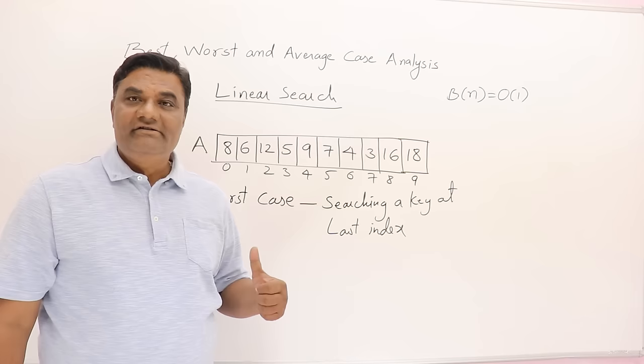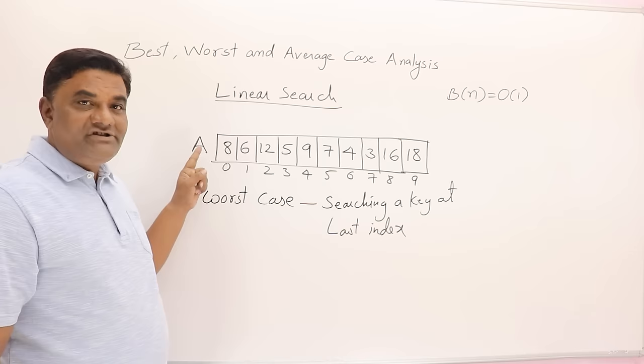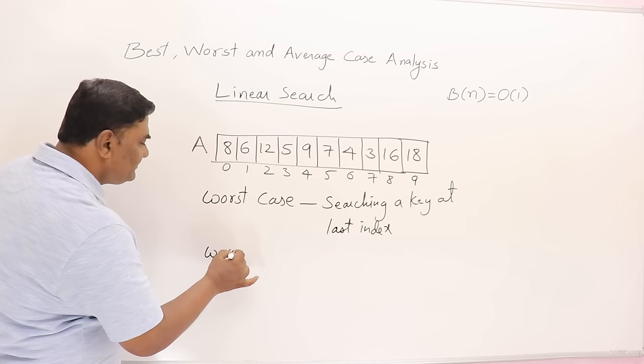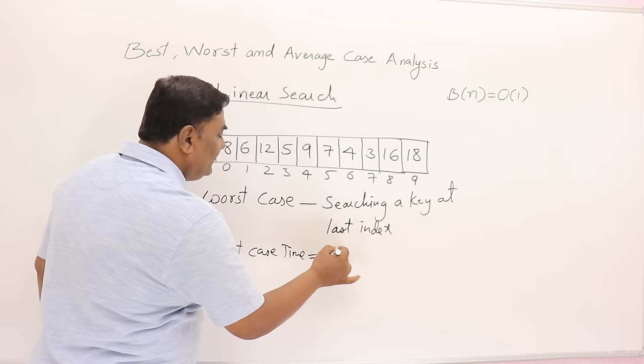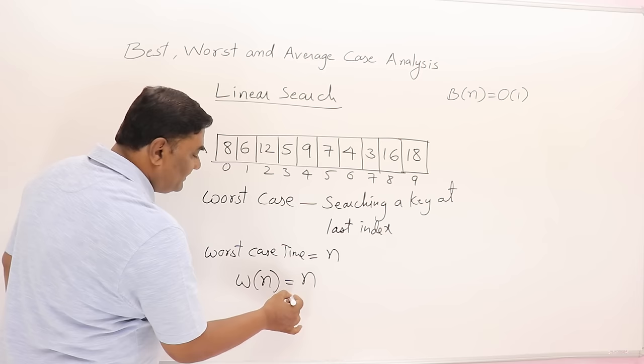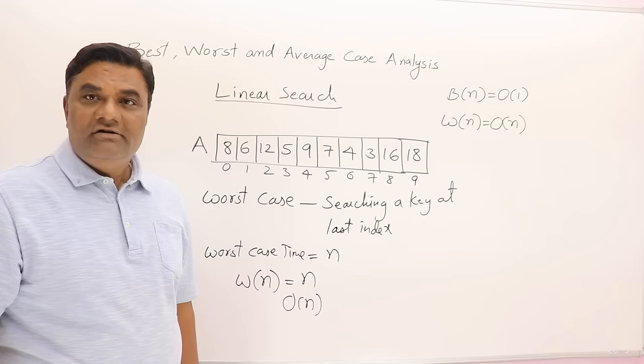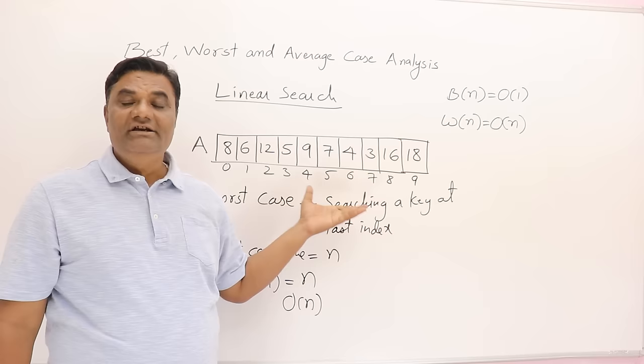What's the time taken for searching that key element? I have to check all the n elements, then I can reach there. So what is the time taken in this worst case? Worst case time is n. So worst case for n elements is order of n. Now I have best case as well as worst case times given for linear search.